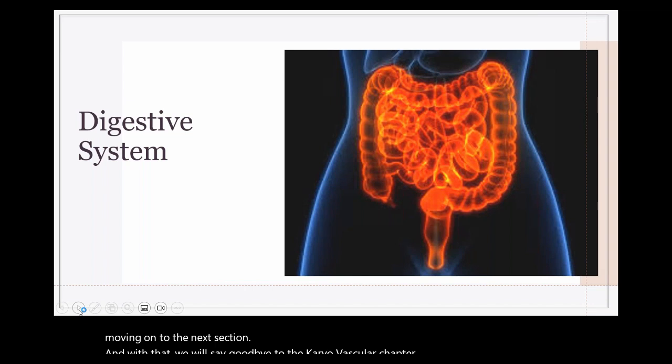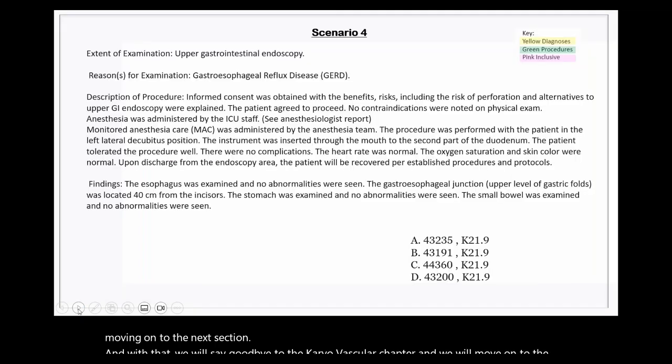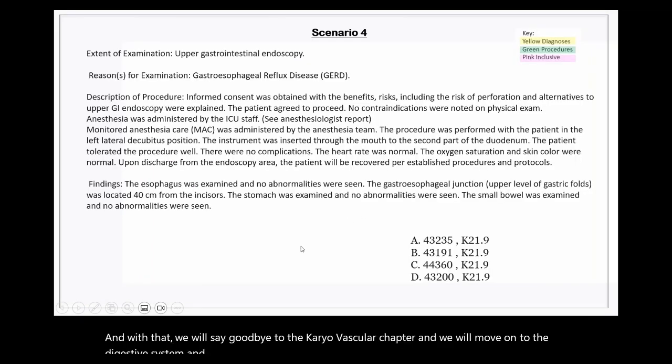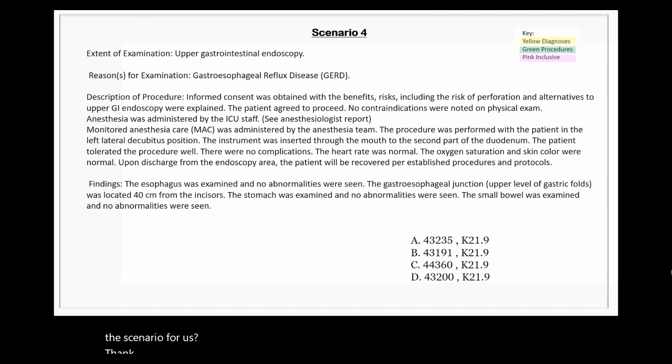We'll move on to the digestive system. And yes, we have scenario number 4 here. Miss Katoria, are you ready to read the scenario for us? Yes, I can read it. Thank you, Miss Katoria.